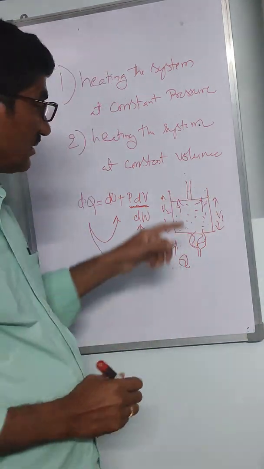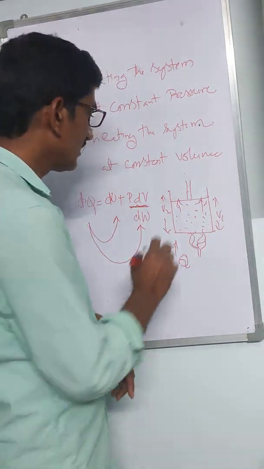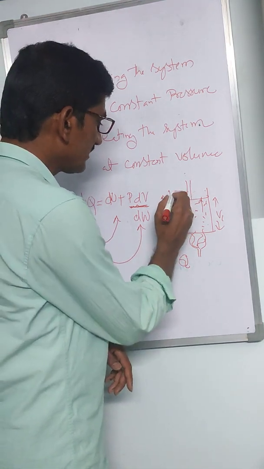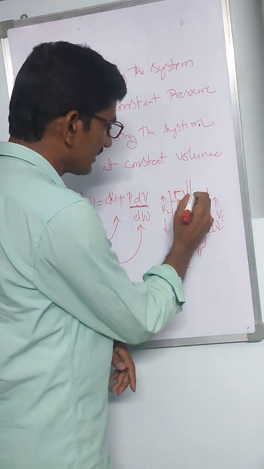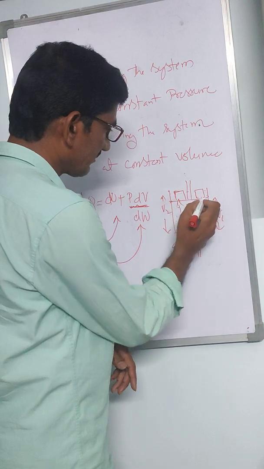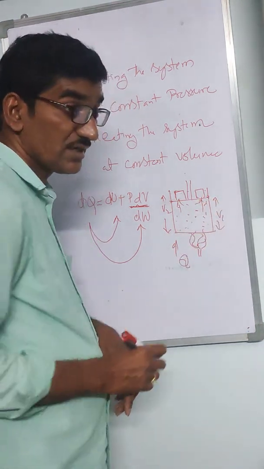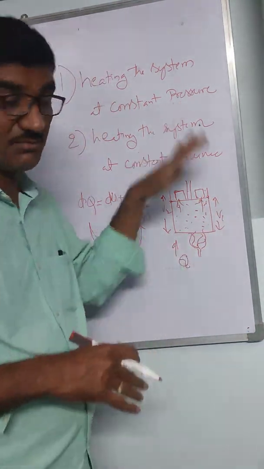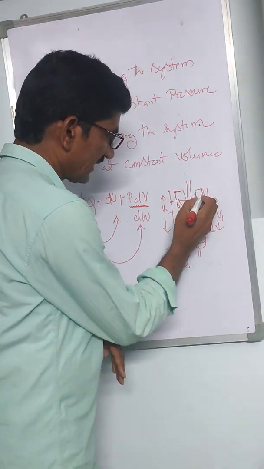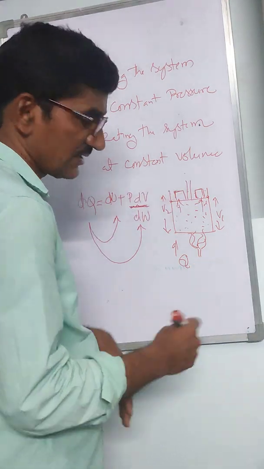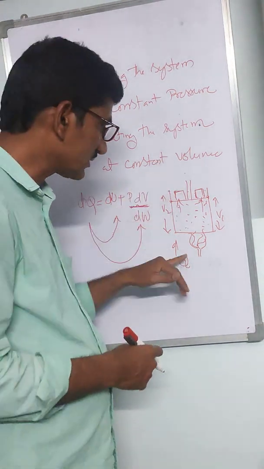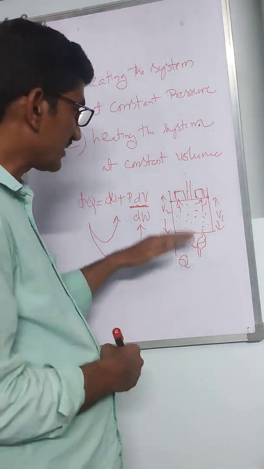Now this is your system. Here what I am doing is placing some weight, or by other means increasing the friction between this wall and this piston, so that it cannot move up or down. Otherwise, you put this weight, and at the same time you have to see that it is not pressed downwards. Now again you go on giving heat to the system.